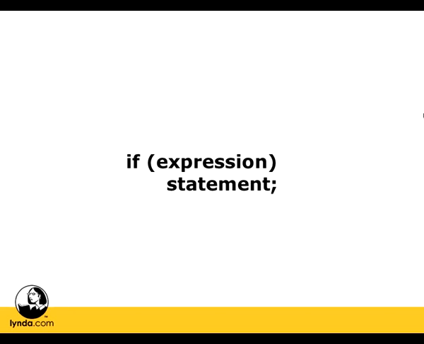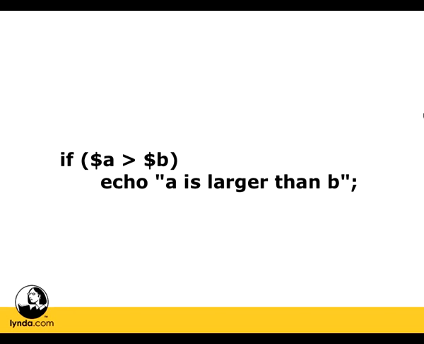The idea here is that if an expression is true, then execute a statement. And this is the format that it's going to take when we use it in PHP. If, open parentheses, an expression, which is going to be a Boolean expression, and we talked about Booleans, whether it's going to evaluate to true or false. So if it's true, do this. If it's false, then it's going to do nothing. And we're going to close the parentheses, and then on a new line, we'll have the statement with its semicolon after it. Now, an example of that might be something like, if variable A is greater than variable B, then echo back A is larger than B. And that makes a lot of sense.